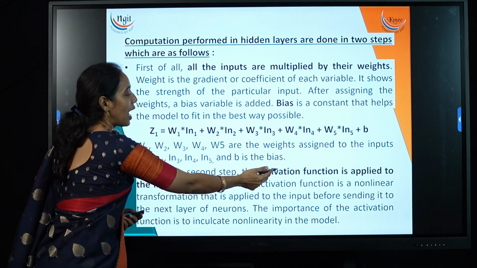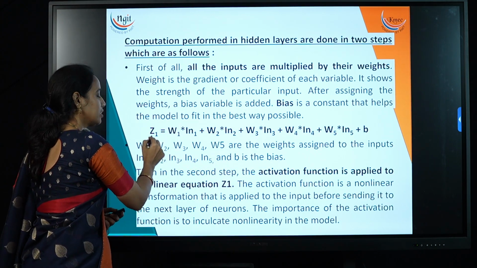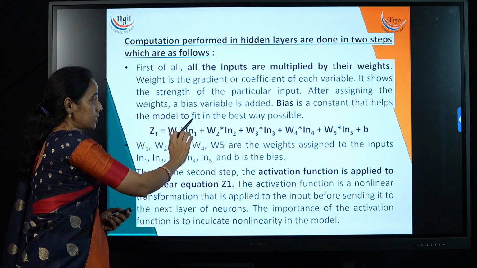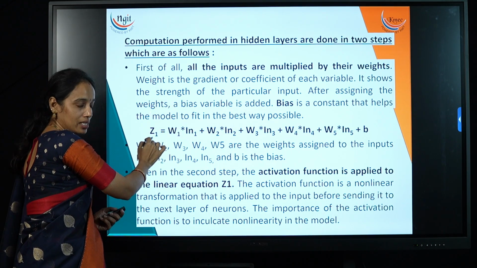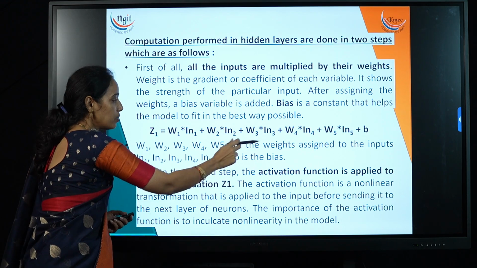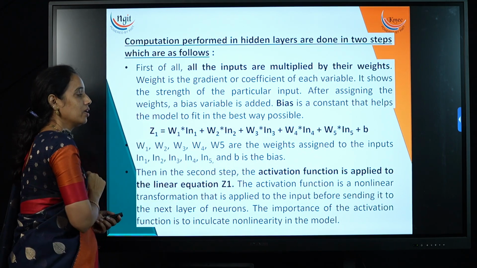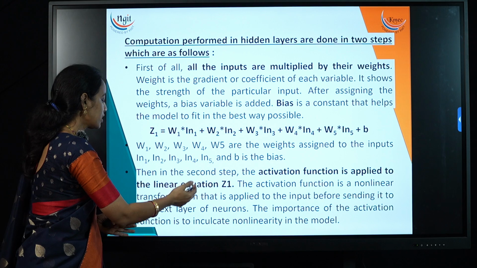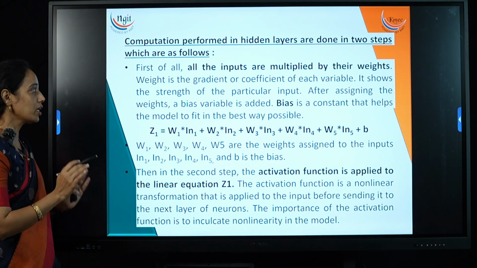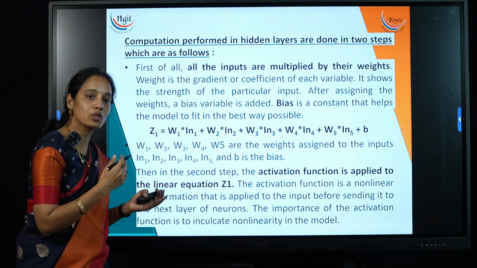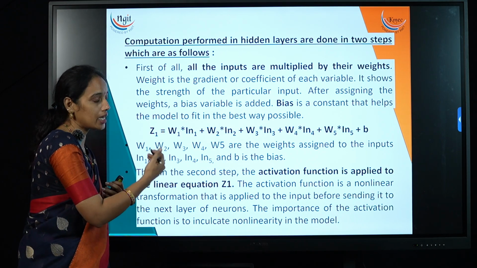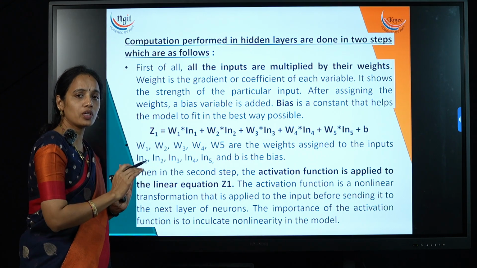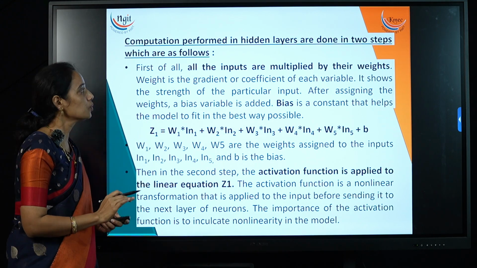In the second step, the activation function is applied to the linear equation Z1. Just try to understand: in the hidden layer, the first step is to calculate Z1. In the second step, the activation function is applied to Z1, and this activation function is a non-linear transformation that is applied to the input before sending it to the next layer of neurons. The importance of this activation function is to introduce non-linearity in the model. So for every neural network, we compulsorily have to apply the activation function. The output of the activation function itself is the predicted output.